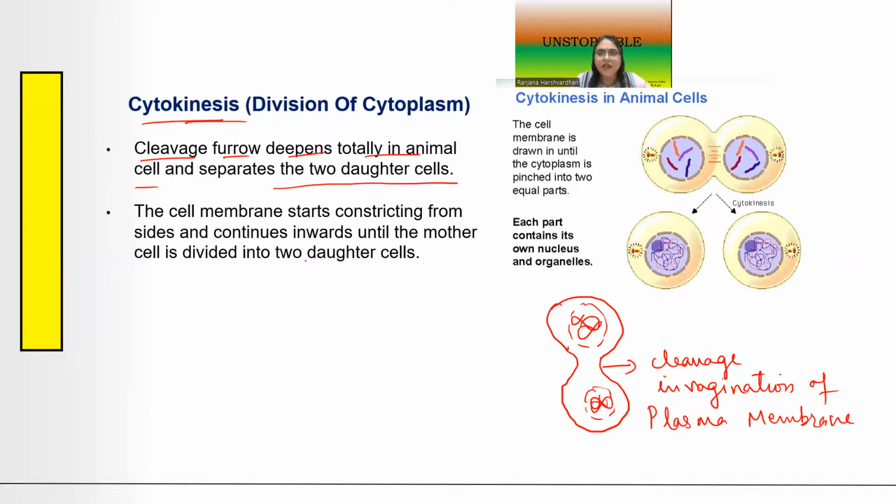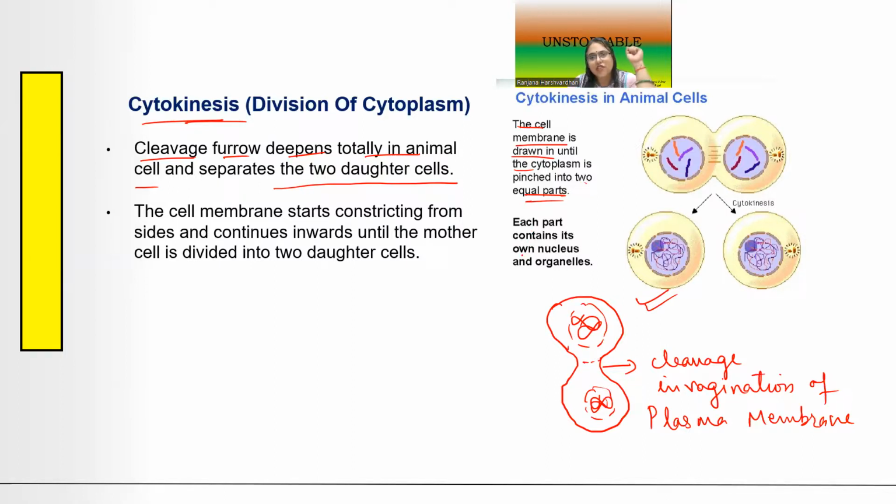ठीक है, the diagram explains clearly, children. Let us read the diagram. The cell membrane is drawn in. Cell membrane अंदर की तरफ चला गया until the cytoplasm is pinched. मतलब वो पूरी तरह से pinch होके अलग हो जाएगा. Pinched into two equal parts. The cytoplasm gets pinched into two equal parts by the invagination or the drawing in of the plasma membrane. And thus, जब वो complete pinching हो जाती है तो दो अलग सेल्स बनके वो तैयार हो जाते हैं.